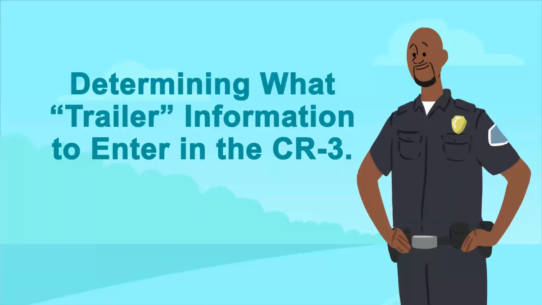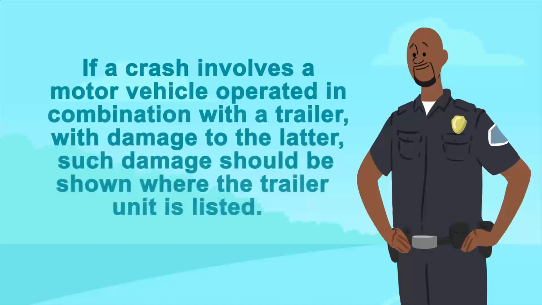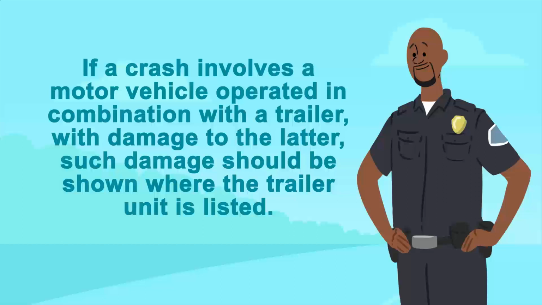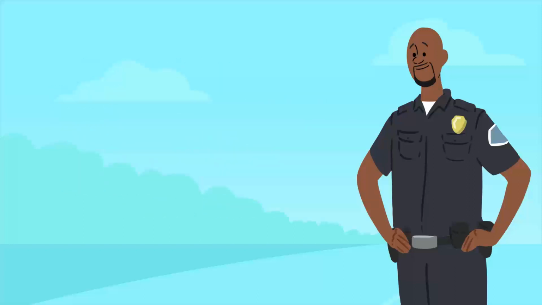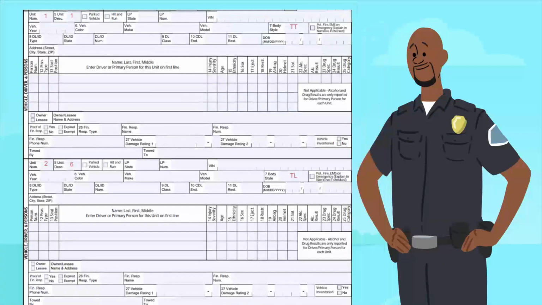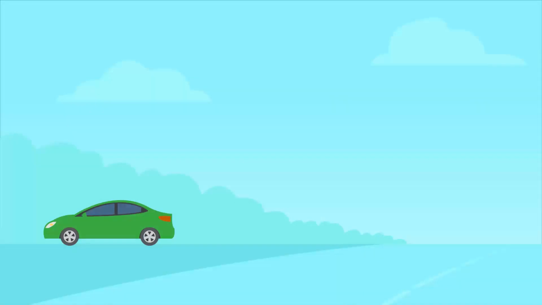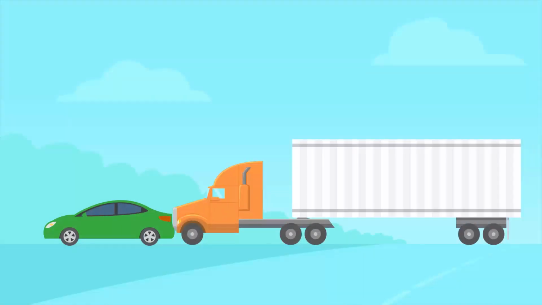Determining what trailer information to enter in the CR-3. According to the CR-100, when a crash involves a motor vehicle or power unit operated in combination with another pushed vehicle, towed vehicle, or trailer, and there is damage to the pushed or towed unit, such damage should be shown where the unit is listed and not in the space for damage rating to the power unit. Let's look at an example where a truck tractor towing a trailer strikes a car.